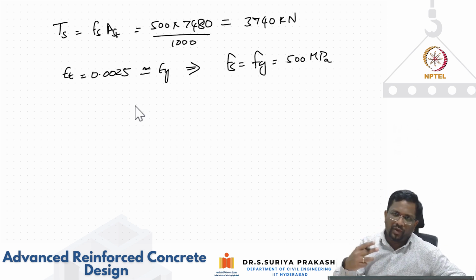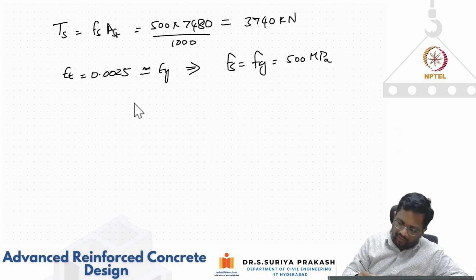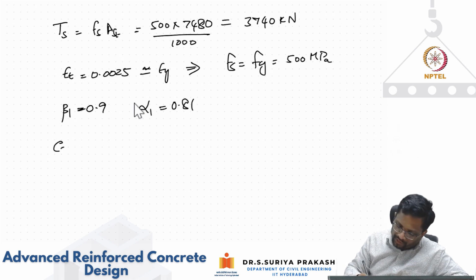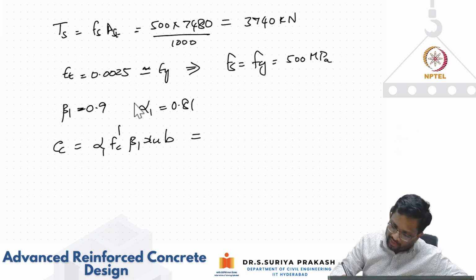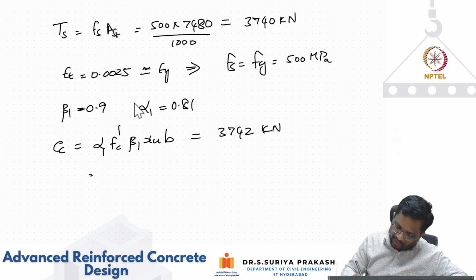Of course, we found our xu, the neutral axis depth, from your equilibrium condition. So obviously, when you back-calculate your Cc, we calculated beta 1 equal to 0.9 and alpha 1 equal to 0.81. So Cc is nothing but alpha 1 fck times b times beta 1 xu. If you substitute back these values, you will find it is nearly equal to the same 3740 kilonewton. So we can write that Cc is nearly equal to that of tension. So equilibrium is achieved.